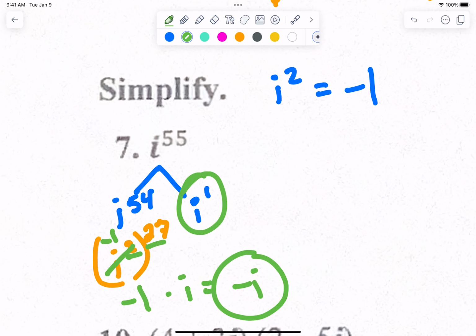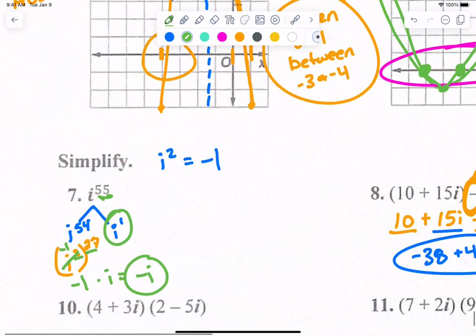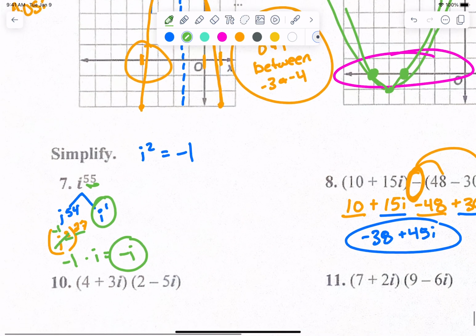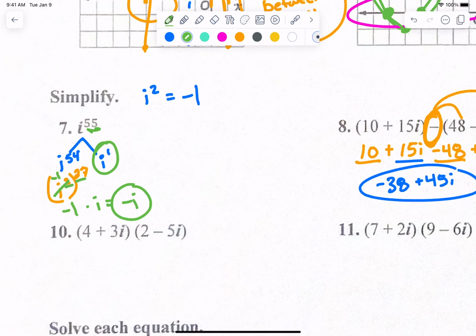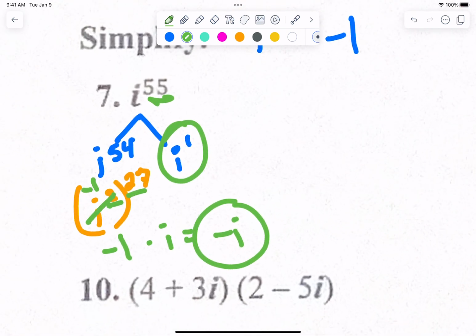I could have told you that at the beginning. Yeah, you probably could have. That's the odd one. If it's an odd exponent, it's going to have i in its answer, right? Okay? Good? Oh, it has to be a multiple of 4, or 1 greater than a multiple of 4. So 54 is not a multiple of 4, so it's not going to be positive. It's going to be negative.